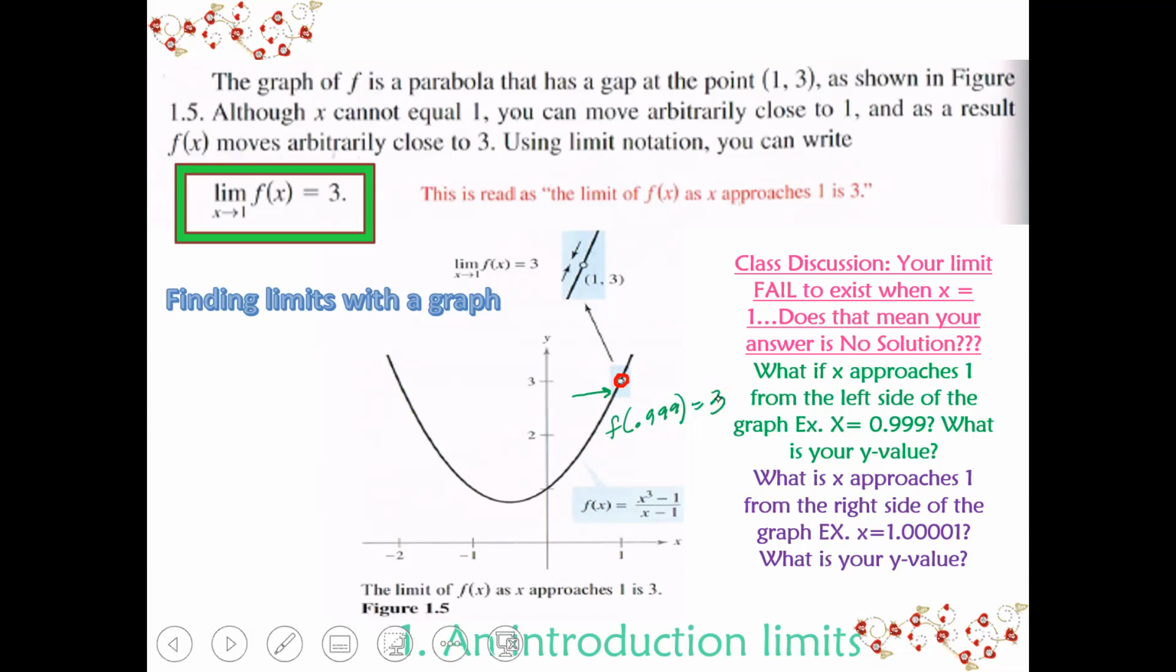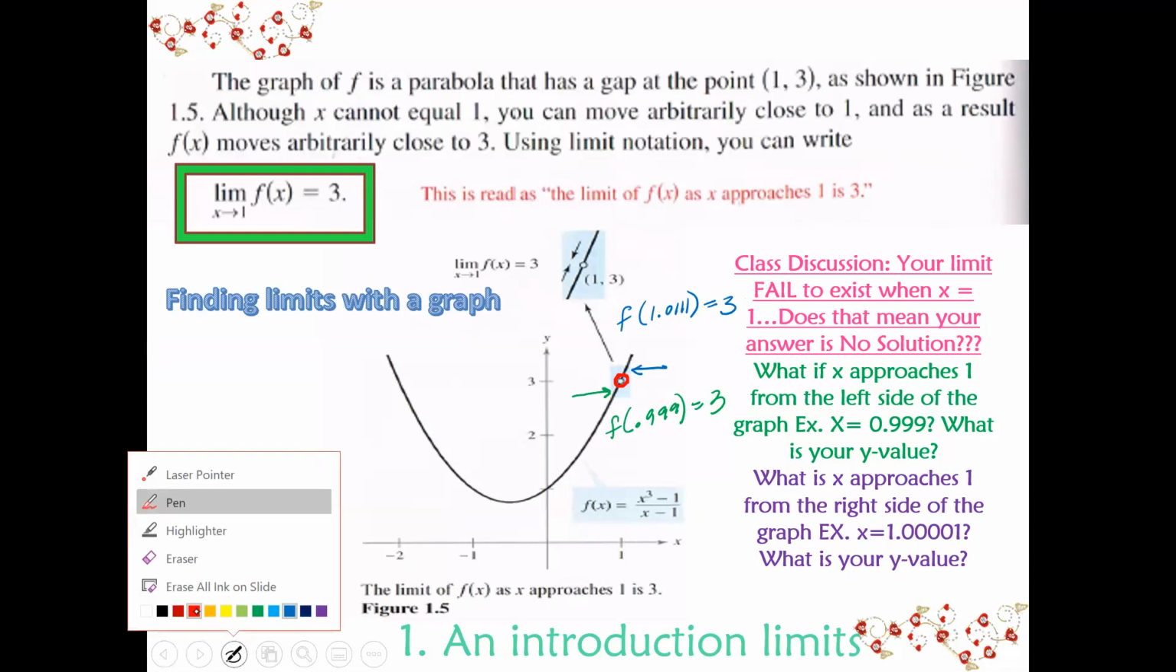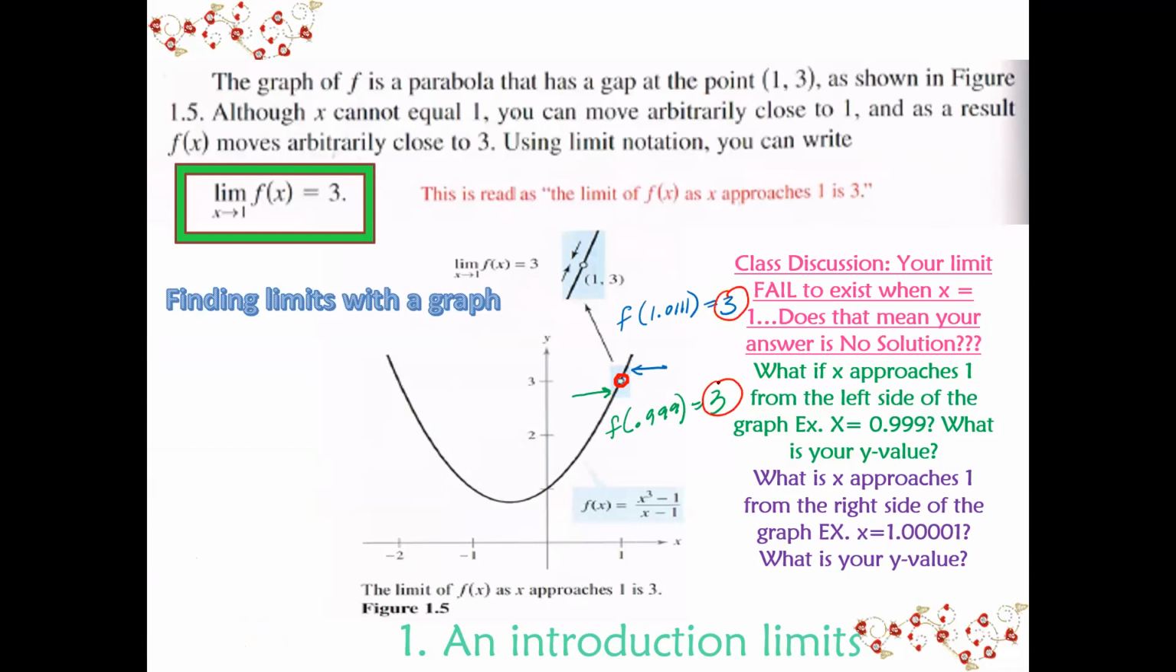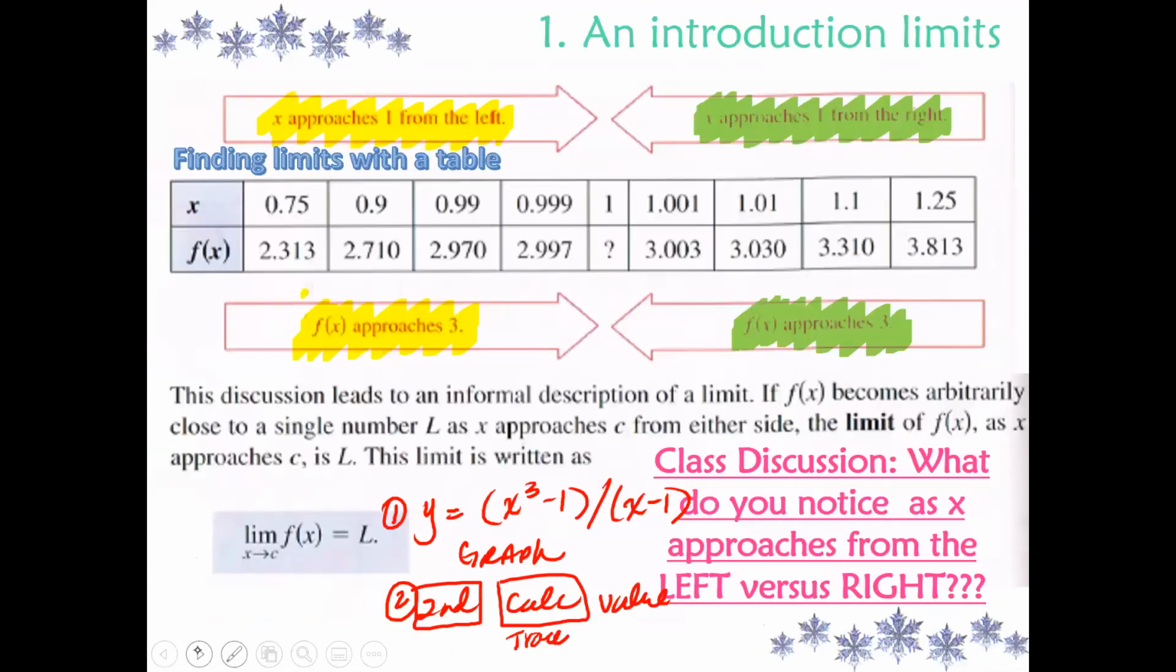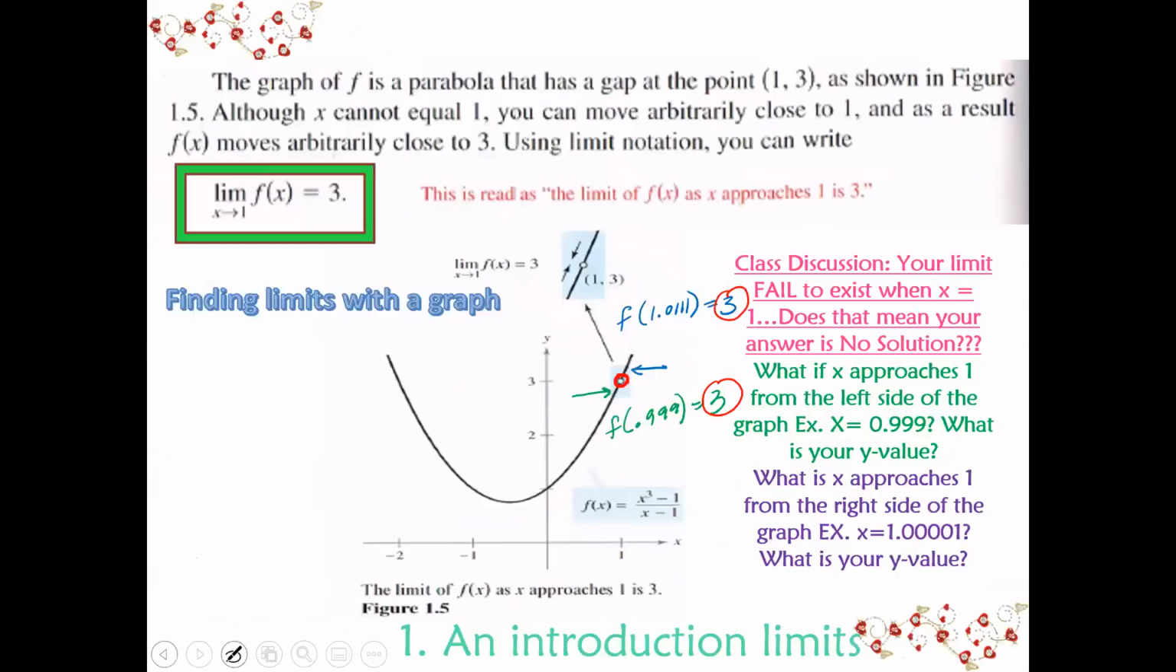And then similarly, if you were approaching this limit from the right side of the graph, so it's not equal to 1, but it's approaching from the right side, at f of 1.0111, you can see that it's approaching 3 as well. And given the fact that both of these were consistent at 3, I can say that as x approaches 1, my answer to this limit is going to be 3. So the first way of finding the limit is with a graph. You can graph it and visually see where it is.